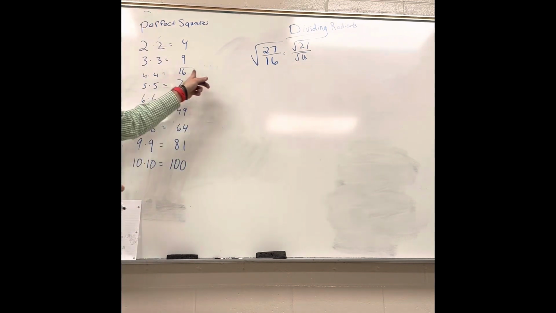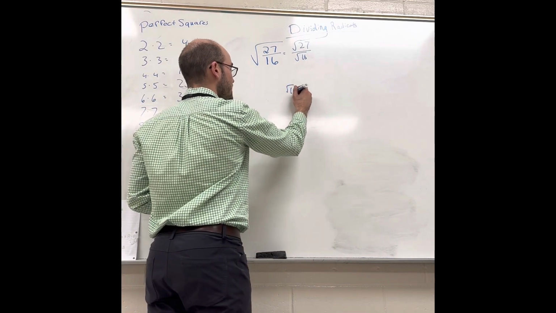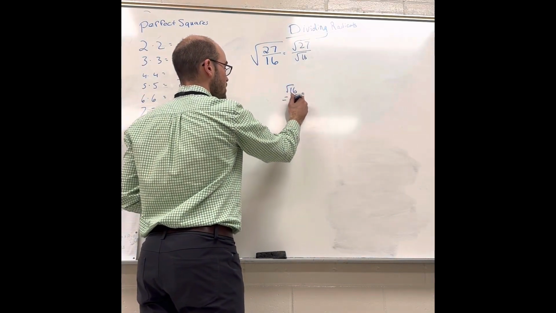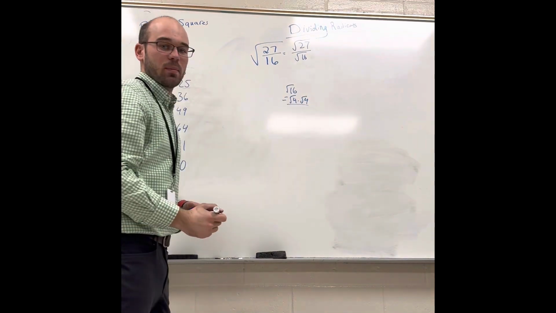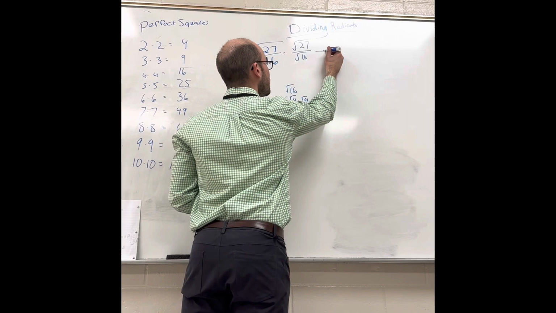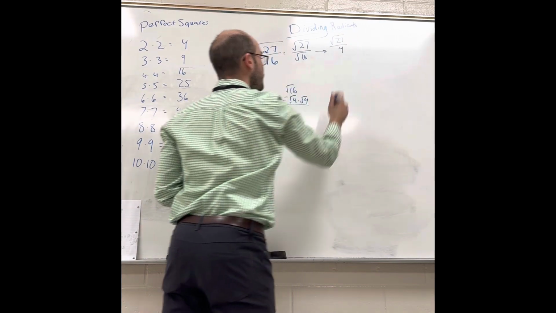16's on that perfect square list. So I know that root 16 is the same as root 4 times root 4. One of those 4's could come out. So I really got root 27 over 4.